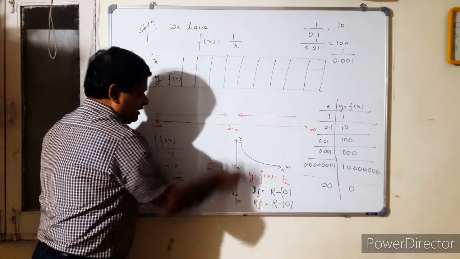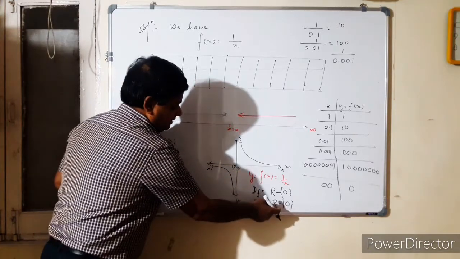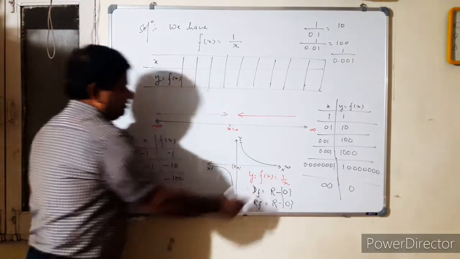And here this is the y axis. The y axis is not included. So real numbers except 0. This is your domain and this is your range.